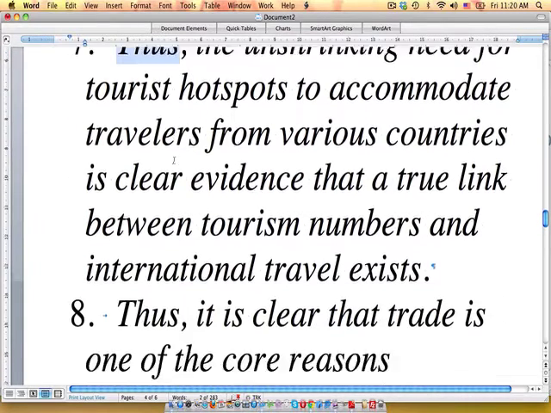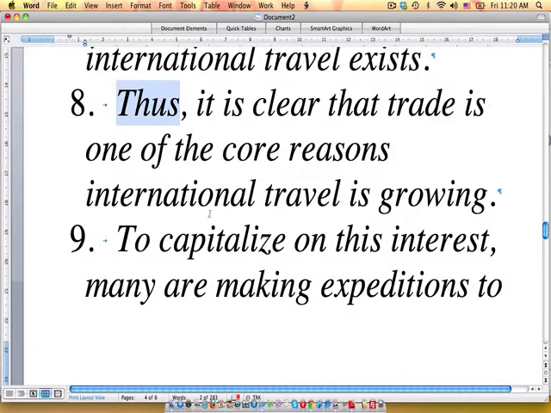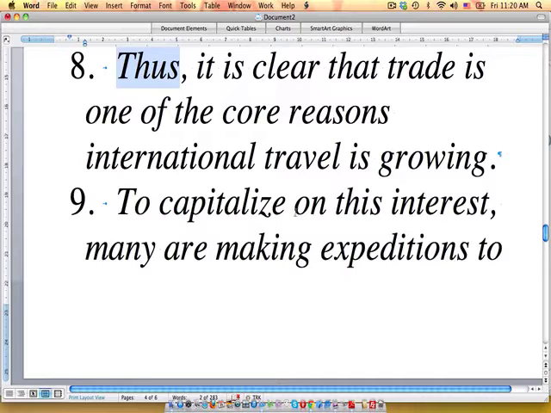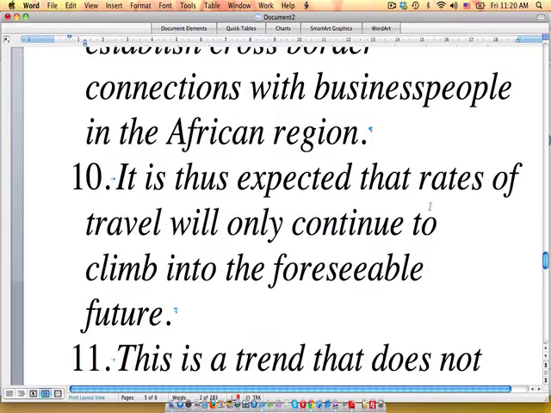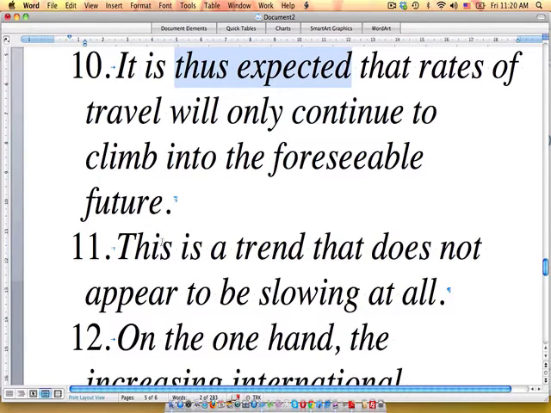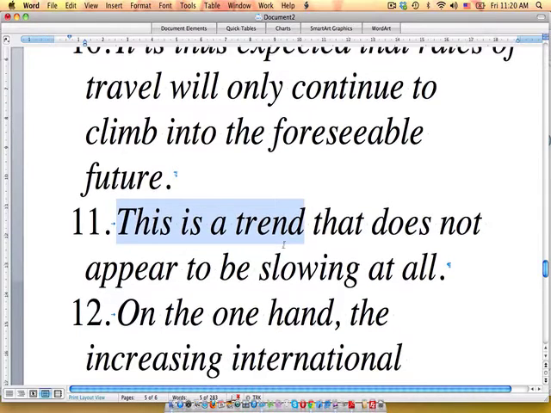"Thus," drawing conclusions. "Thus," drawing more conclusions. "To capitalize on this interest." So obviously this is a sentence that appears after some sort of discussion or an example or something that has to do with an interest. "It is thus expected." Okay, it has a very conclusive tone to it. "This is a trend." So we can expect to see perhaps not the word trend, but some sort of talk about a progression or a growth before this sentence is written.